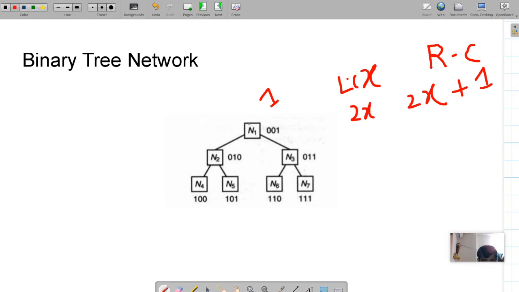If the address of root node N1 is 1, then the address for the left child of root node will be 2, that means 2 into x, 2 into 1, 2. And address for the right child will be 2x plus 1, that means 2 multiplied with 1 plus 1. That means it is going to be 3. Now try to find out the addresses of the left and right children of node N2.